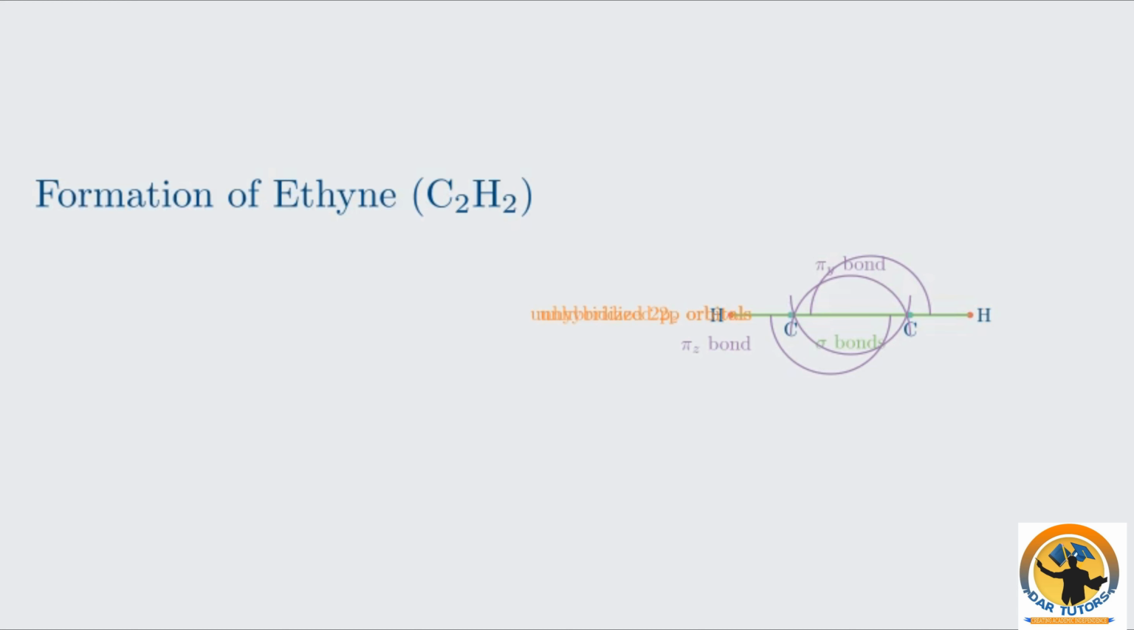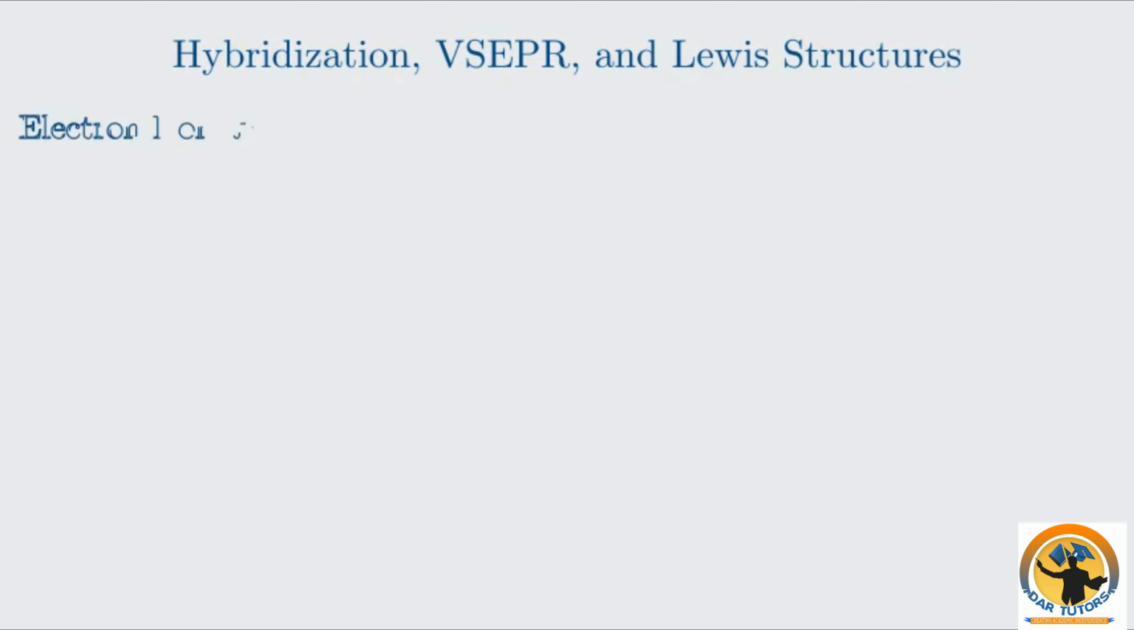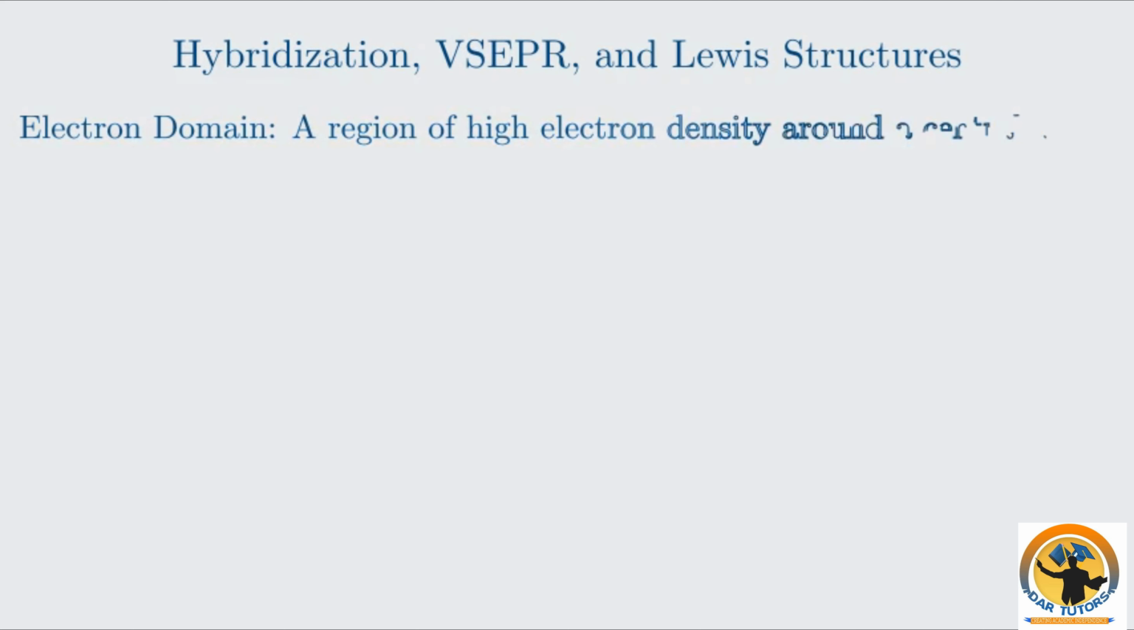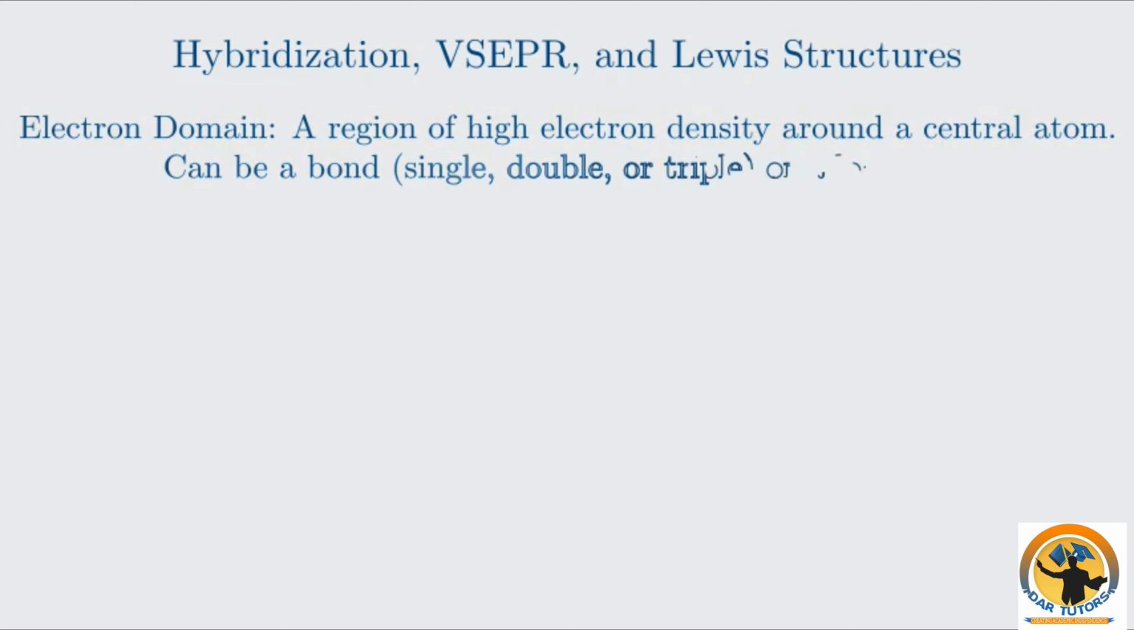The triple bond in ethyne is therefore composed of one sigma bond and two pi bonds, and the sp hybridization dictates the linear structure. We can summarize the three types of carbon hybridization and connect them to VSEPR theory and the Lewis structure of the central atom. A key concept for applying VSEPR theory to determine hybridization is the idea of electron domains. An electron domain is a covalent bond, whether single, double, or triple, or a non-bonding lone pair of electrons. It's a region of high electron density. The number of electron domains around a central atom directly determines its hybridization state.